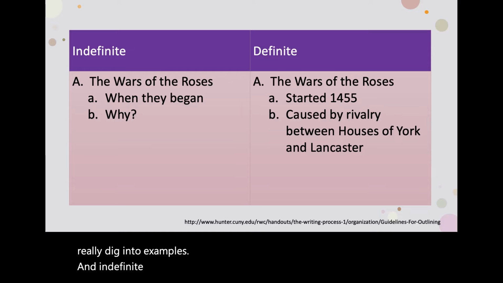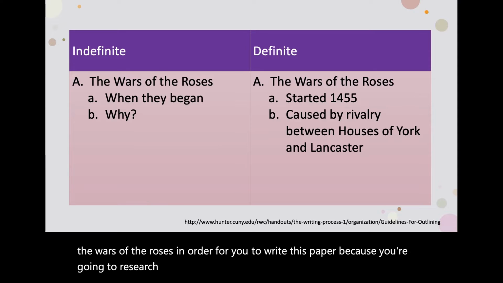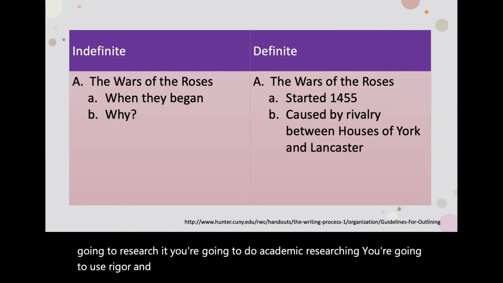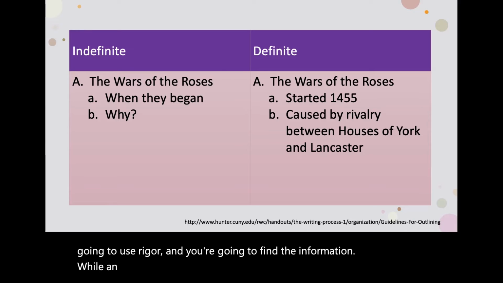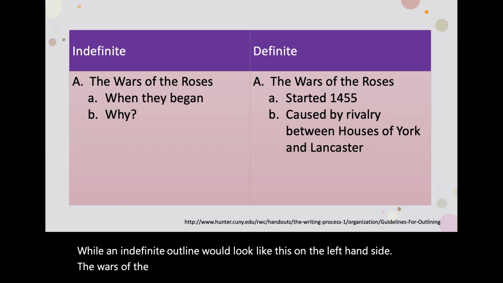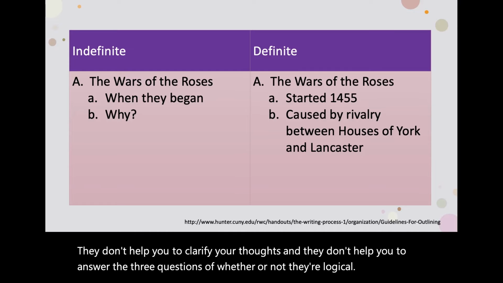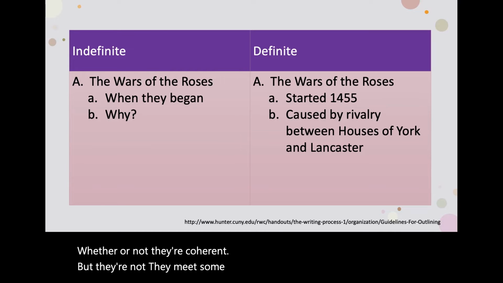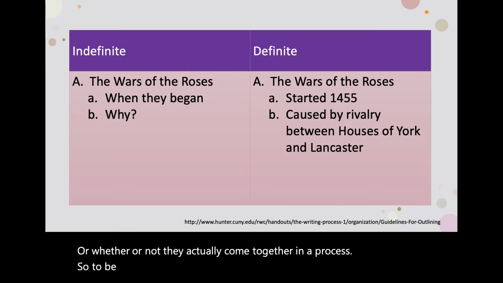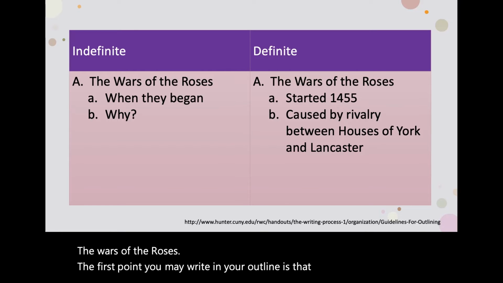They don't help you to clarify your thoughts, and they don't help you to answer the 3 questions of whether or not they're logical, whether or not they're coherent, whether or not they meet some chronology. Is there a time matter in here? Or whether or not they actually come together in a process. So to be definite, look at the right-hand side. The Wars of the Roses. Well, the first point you may write in your outline is that it started in 1455. And this outline is a specific outline that allows for you to be concrete in your information, concise and clear.